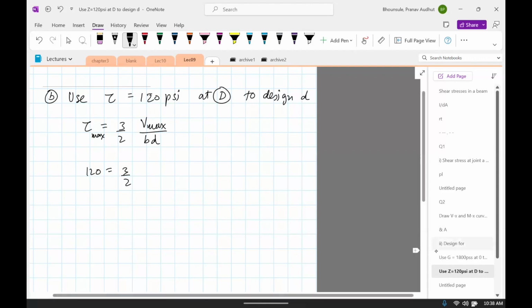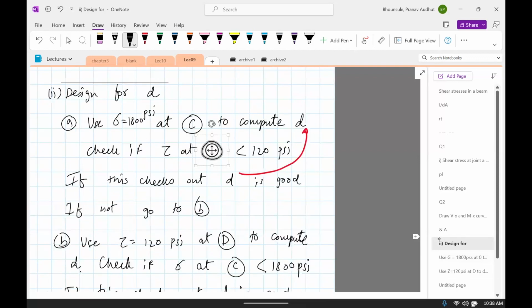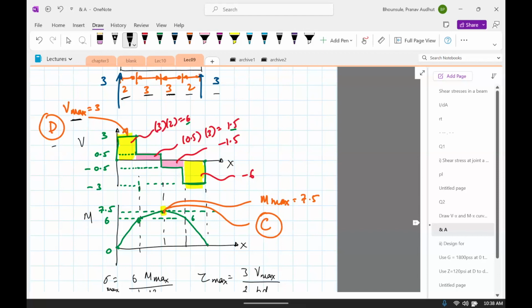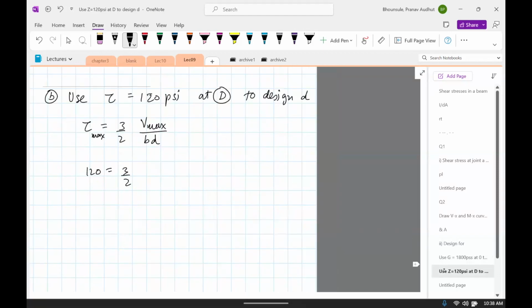V max, the shear at D, is 3 kip. I'll convert that by removing the kilo, so 3000 divided by B. B is 3.5 and D is unknown. And so we can solve for D, which comes out to be 10.714 inch. Okay, so we have a candidate D.